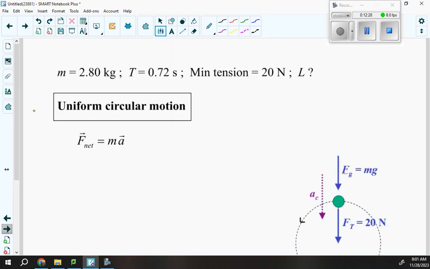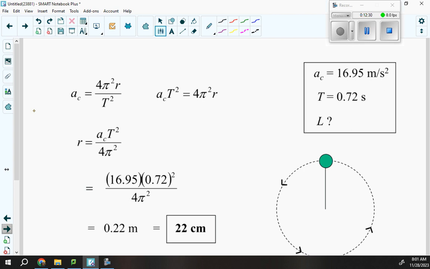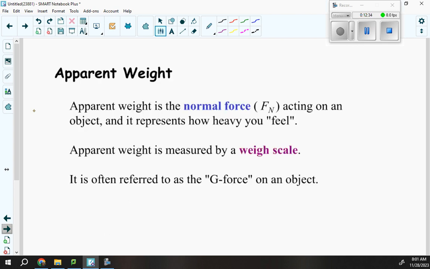Okay, so slightly nicer diagram than I've got. A little bit of space to work. Oh, look at that, I had it done for myself anyways. 22 centimeters. Okay, next thing we want to talk about is apparent weight, and we've kind of already talked about apparent weight, right? We talked about that in Unit 4. Apparent weight is also known as our normal force. It's Fn, it's how heavy you feel, and it's what would be measured on a weigh scale.